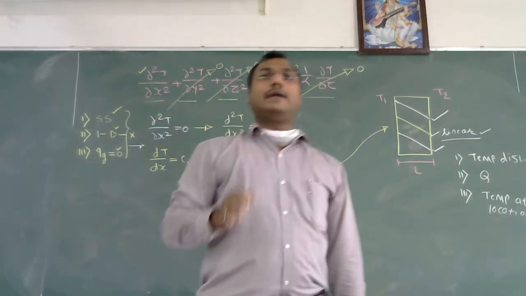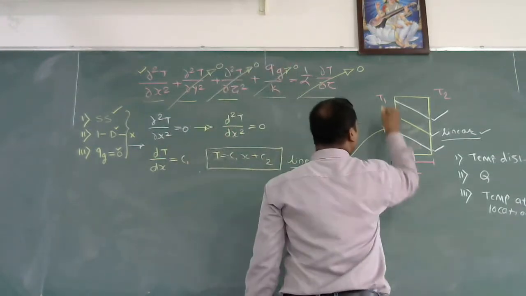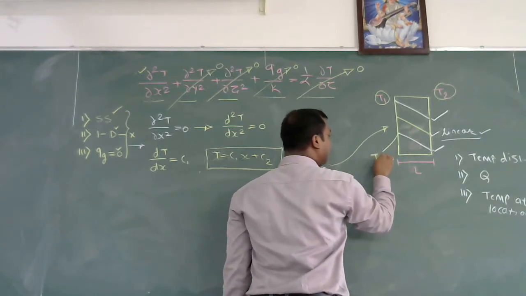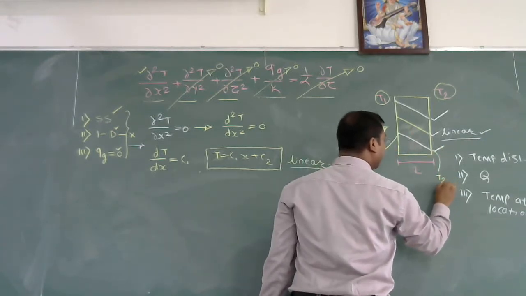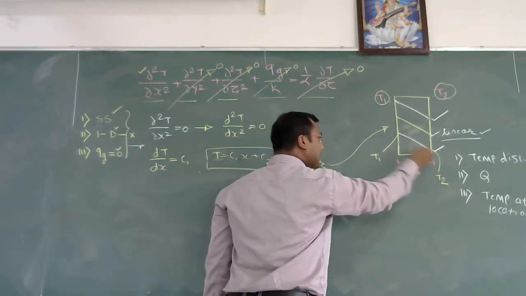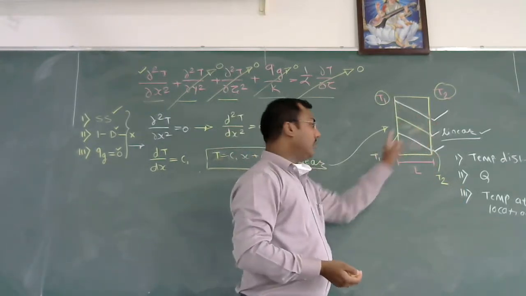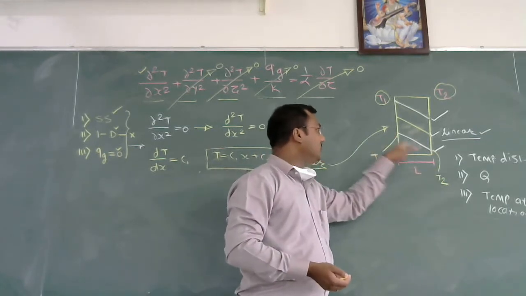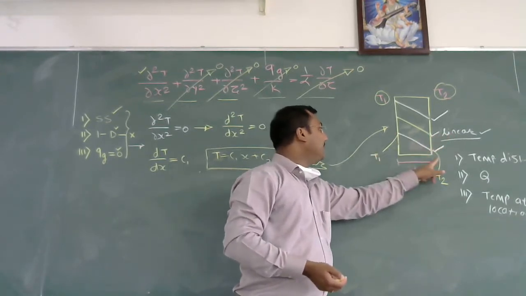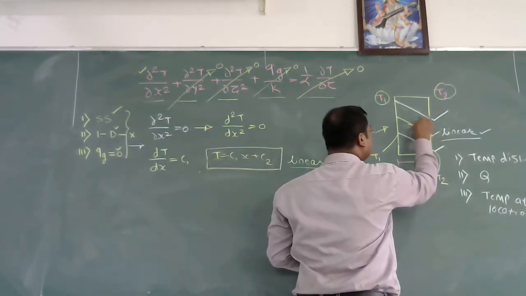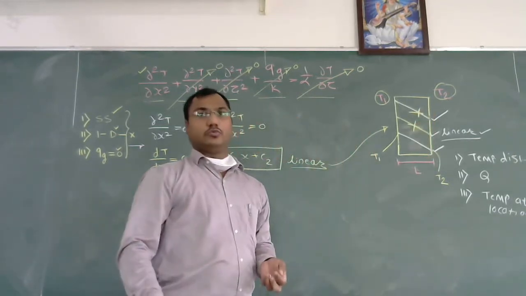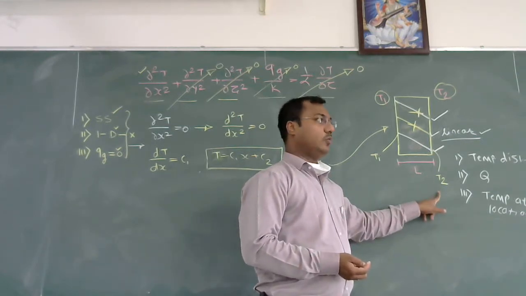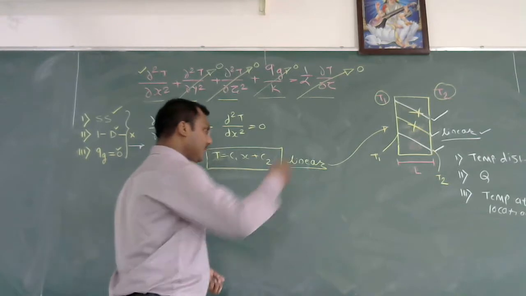But now I need to find a specific solution. So for that specific solution, I need to put the specific boundary conditions. For example, if I am considering this as temperature T1 and this as temperature T2, then this becomes the specific solution. For the plane wall having temperature T1 at one end and temperature T2 at the other end, the temperature distribution will be linear, and it is something like this. For this specific condition, the others are wrong, these are not the temperature distribution in the plane wall, because I am putting the specific boundary conditions T1 and T2.